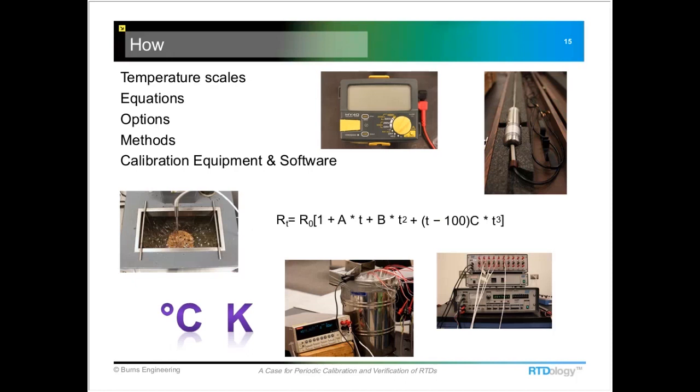All right, good. Looks like the next section here, we're just going to look at some of the equipment that we can use to do the calibration or verification, and the temperature scales, and there I mentioned some equations earlier that get used to define the resistance versus temperature. Then some methods of calibration verification, and then there's some additional options that we can talk about too with full calibration.